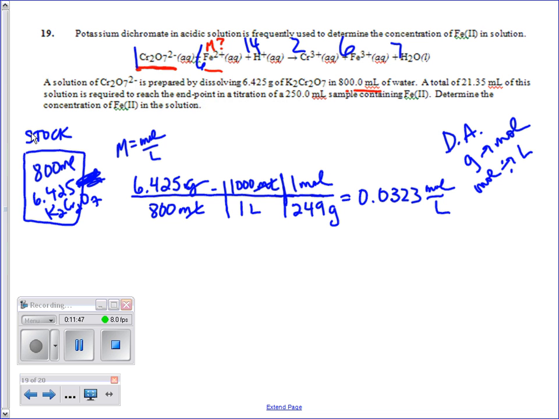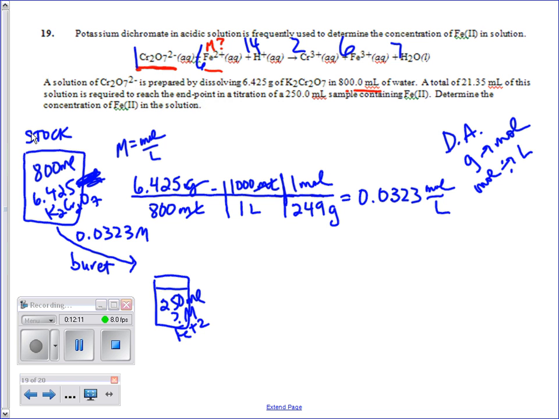So now that I know the concentration of this stuff, I'm going to take this stock, which now I know the molarity is 0.0323 molar, and I'm going to put it in a burette. And I'm going to titrate it into a little flask that has 250 mils of my unknown molarity iron in here. Iron 2. I don't know the molarity of what's in that beaker. I do know when I titrated, I found that I reached my equivalence point when I used 21.35 mils of my stock.